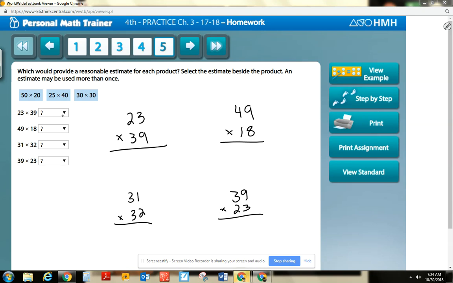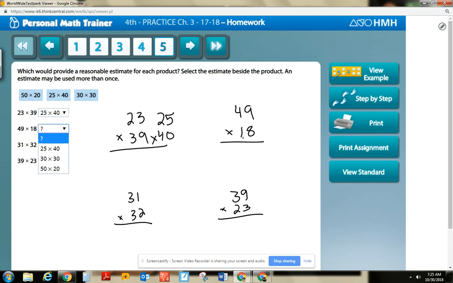All right, so let's see. 23 times 39. Let me see. Well, 50 times 20 doesn't make any sense. How about 30 times 30? 23, I feel like it's a stretch to get to 30. And 39 is pretty far away from 30. Let's try 25 times 40. All right, that 40 I can see for sure. And 25, well, they're using those compatible numbers. That makes sense, right?